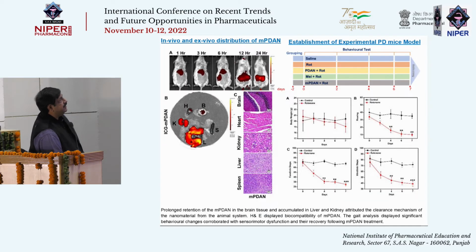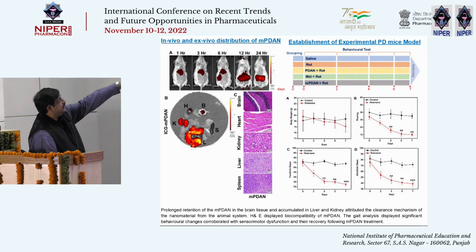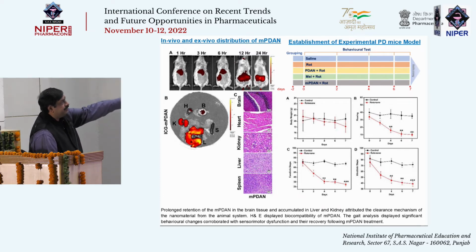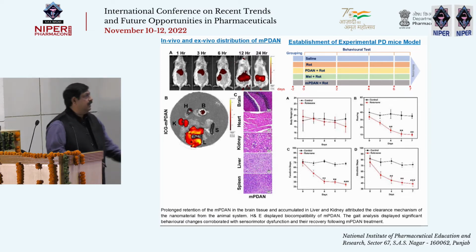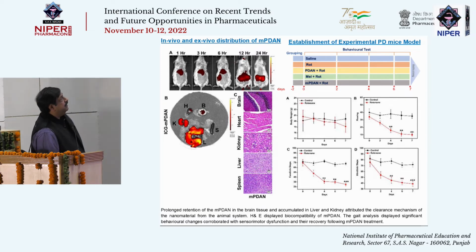Then we have checked the biodistribution. They are well biodistributed and excreted from the system time-dependently. We could see they are located in the brain for a longer period of time. After the H&E staining, we could not see any kind of aberration in the histological profile, so they are highly biocompatible.